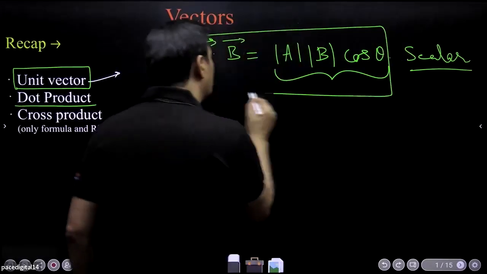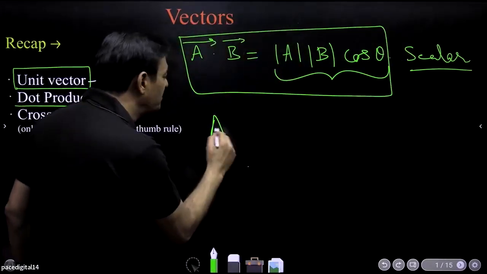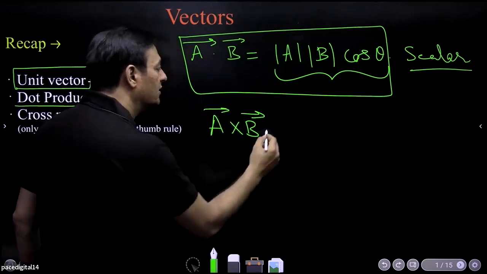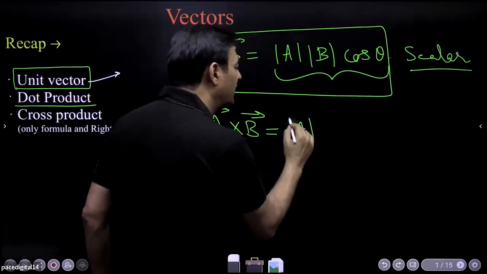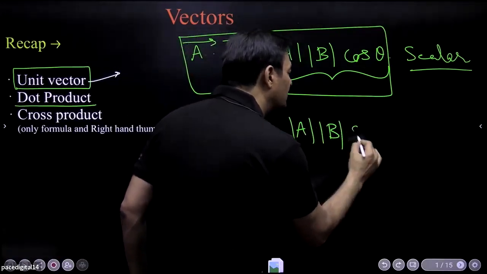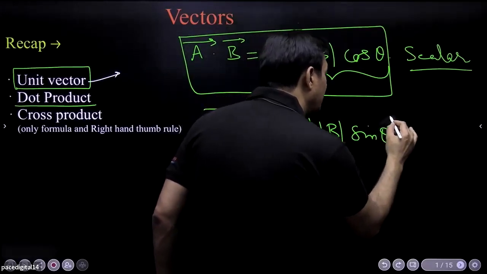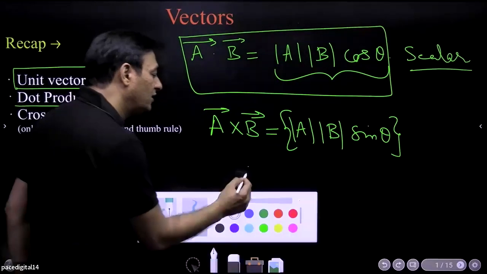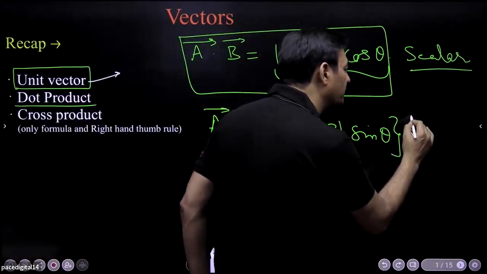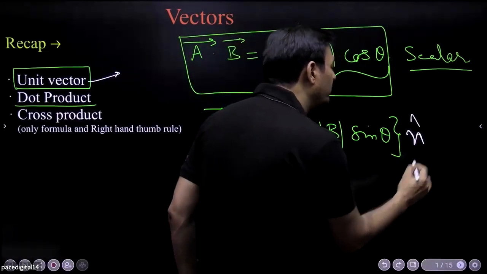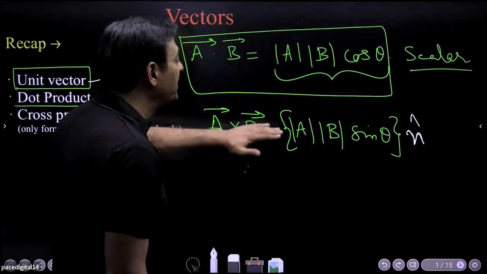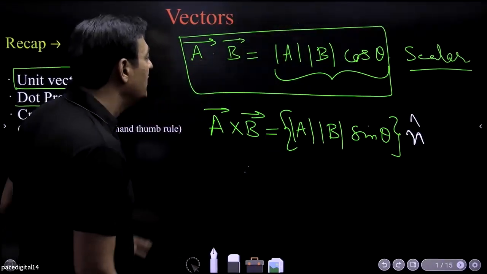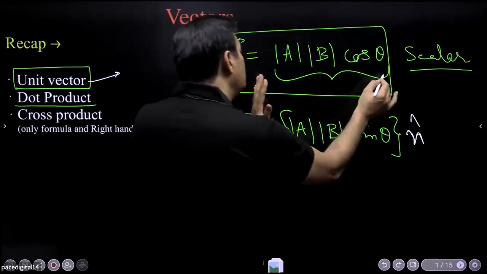There is another operation, A cross B, which is called the cross product. It is defined as magnitude A, magnitude B, sine theta, and this is going to be a vector. The direction of that vector is the direction of A cross B, and we find it using the right hand thumb rule. These are two operations performed on vectors, and we define them like this.